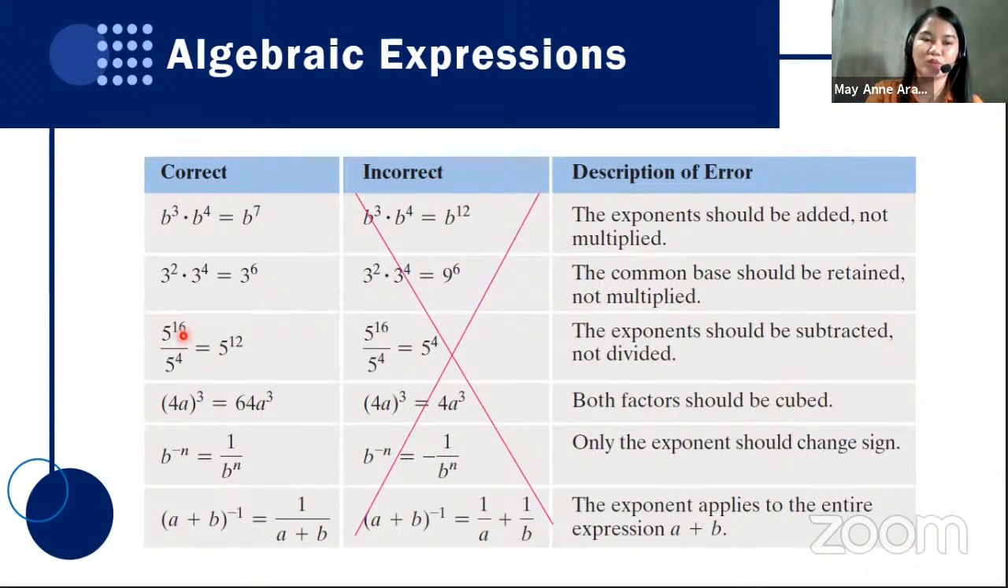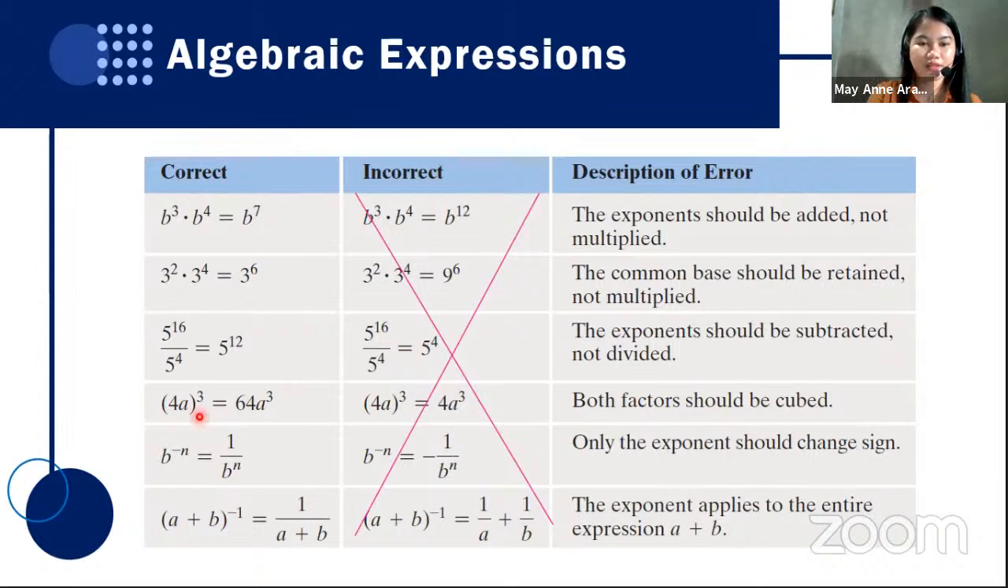Sometimes the operation is division. That operation is also applied to the exponents. But with exponents, we do not divide them. We subtract. The exponents should be subtracted, not divided. So in this case, we have 5 raised to 12 because 16 minus 4 is 12.